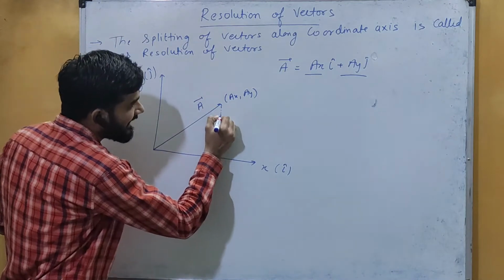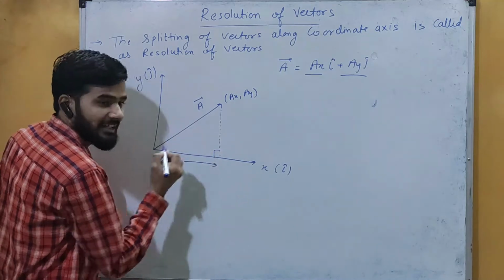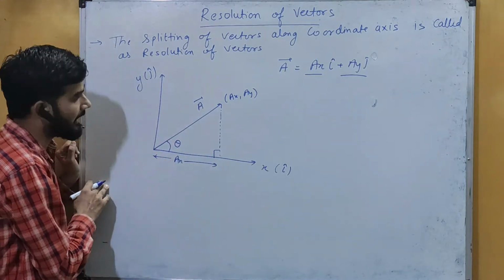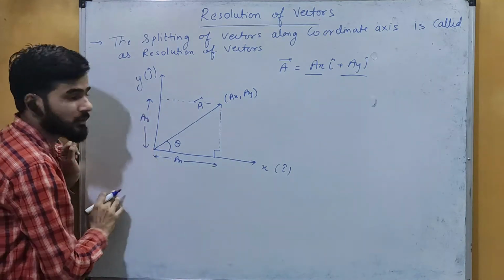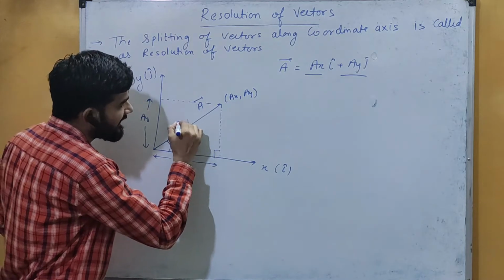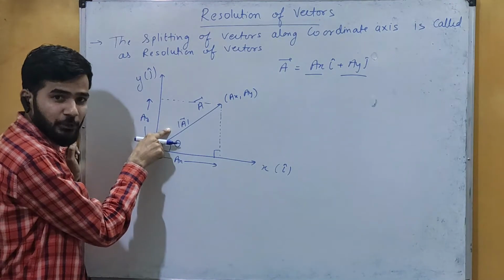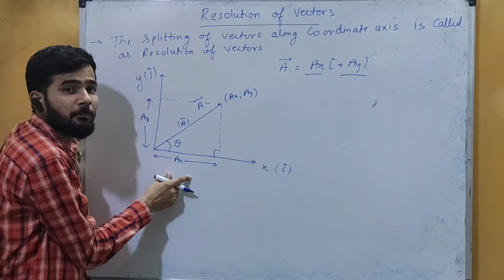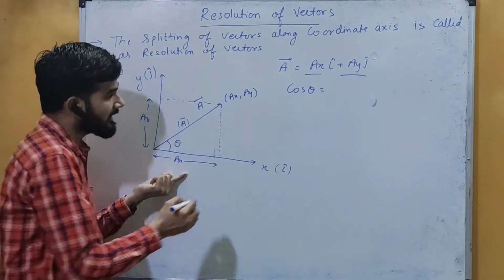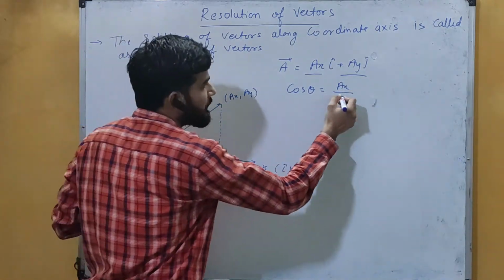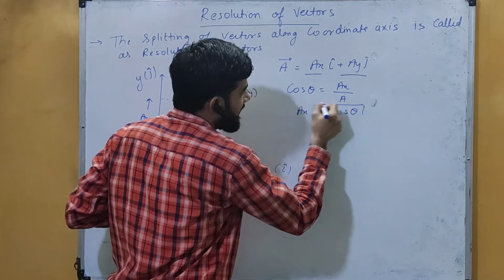We can also write that this ax, up to here, this is an angle of 90 degrees, and this we are assuming the angle to be theta. In the same way, here this distance will be ay. Now in this particular triangle, this is A, that is the magnitude. In this triangle, this is the base and this is the hypotenuse. To find the base, we can use cos theta. So cos theta equals base upon hypotenuse. This base is ax, upon the hypotenuse, that is simply A. So ax equals A cos theta.